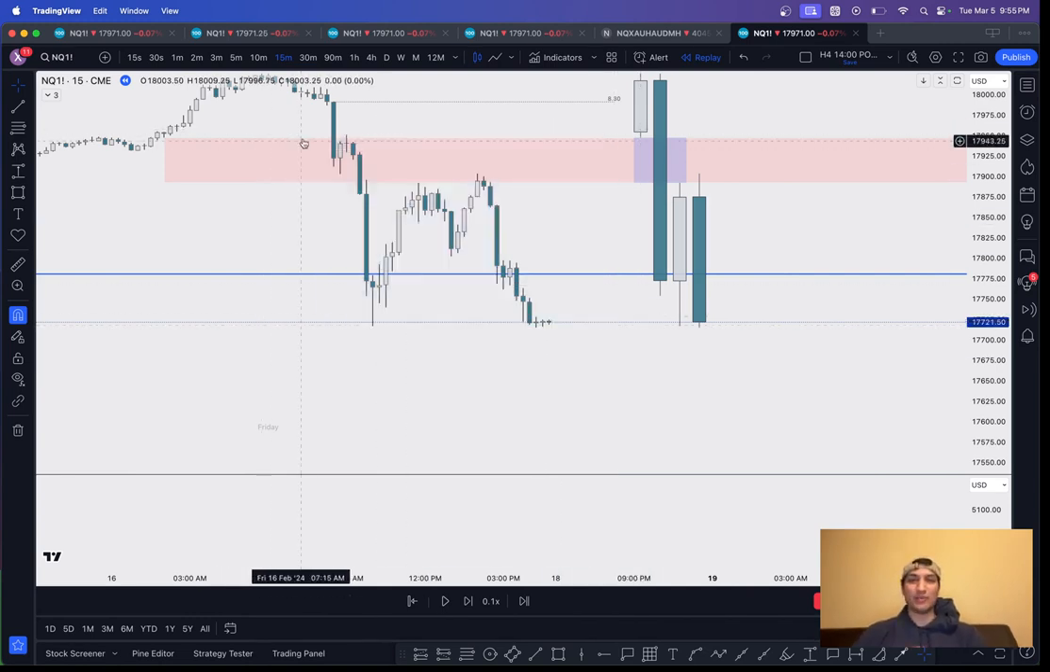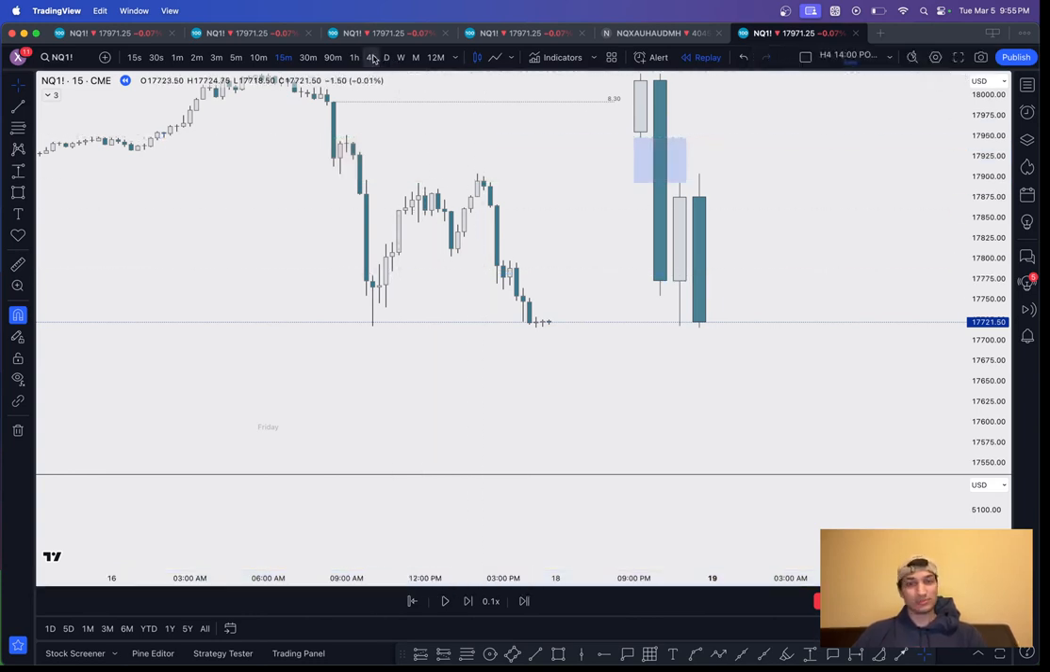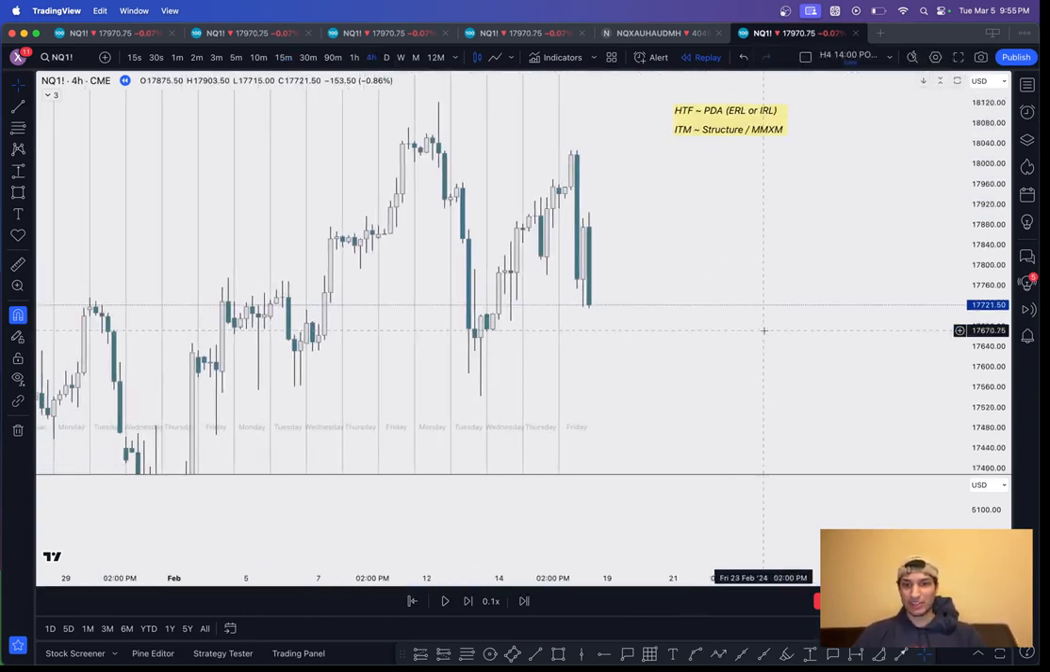You could have gotten involved in that move using this inversion fair value gap, but there was no clear market structure shift, so it wouldn't fit our rules. Again, it doesn't fit the rules. Not every trade is going to fit your rules.